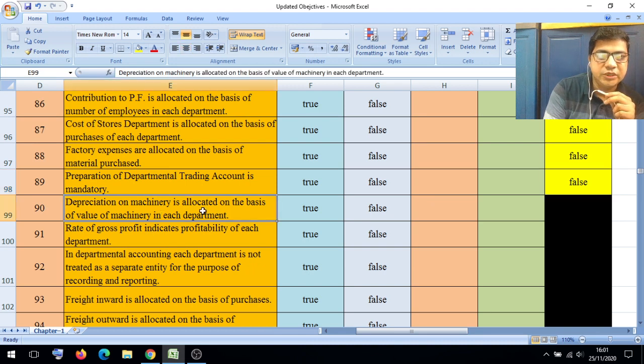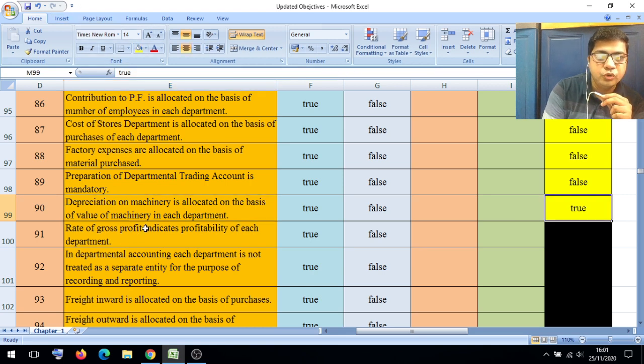Depreciation on machinery is allocated on the basis of value of machinery in each department. True. Rate of gross profit indicates the profitability of each department. It is true.